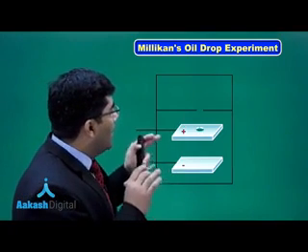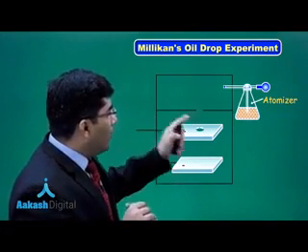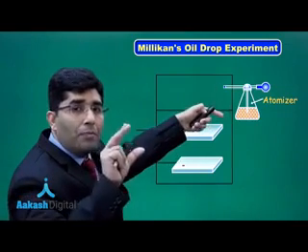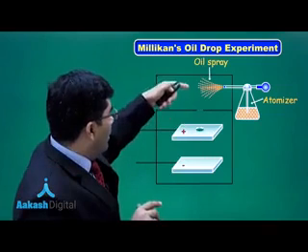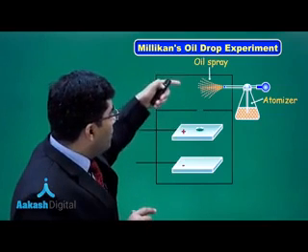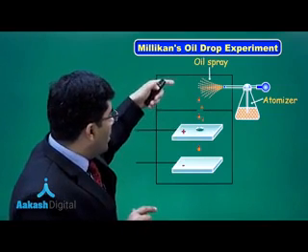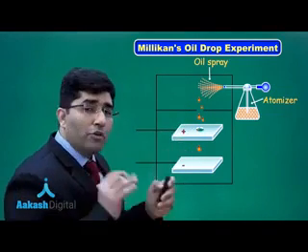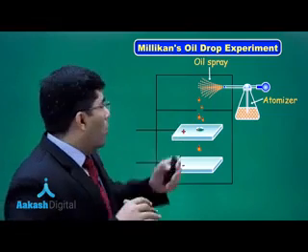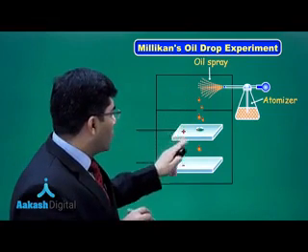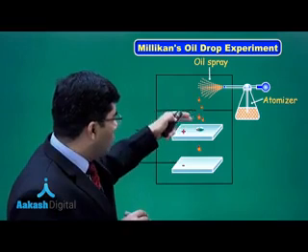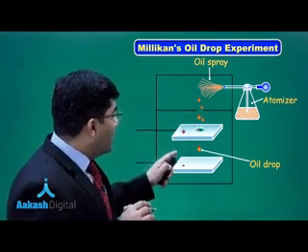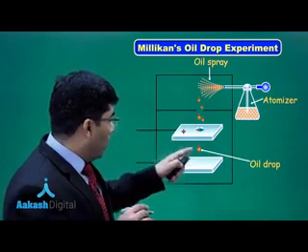After that, he took an atomizer. In the atomizer, you can see there is some oil, and he sprayed some oil in the chamber. When he sprayed that oil in the chamber, some oil drops were falling under the force of gravity. All drops will fall under gravity, but some are moving into this hole and falling inside. Now, let's concentrate on this oil drop.